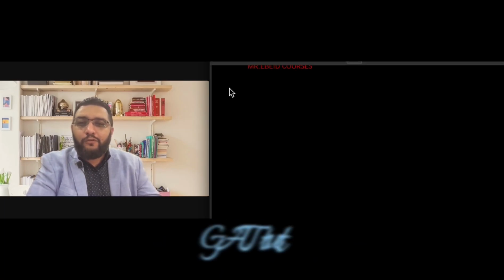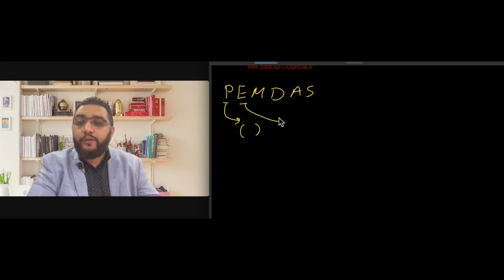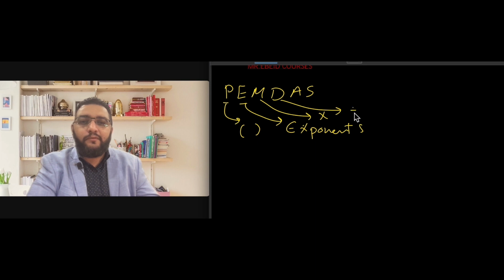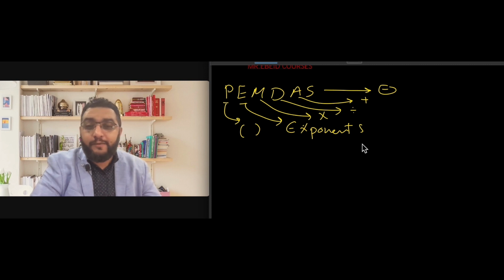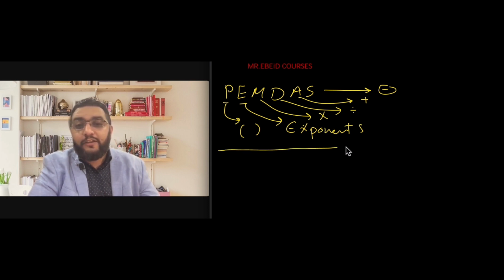Let's start with the order of mathematical expression. You know that we have something which is called PEMDAS. So we start with parentheses, then exponents, then multiplication, division, addition, then subtraction. So if you have an algebraic expression and you want to evaluate it, start with parentheses, then exponents, multiplication, division, then addition and subtraction. Let's move to the next point.